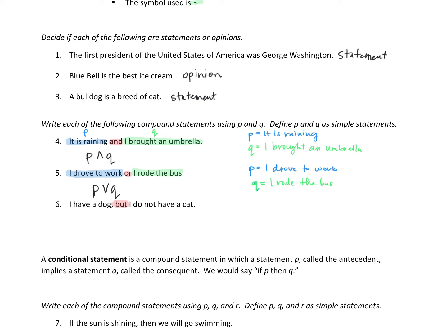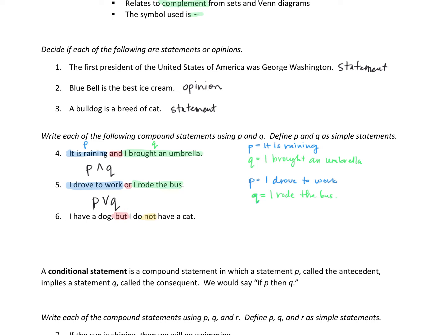Notice that we also have another one. It's not really a connector, but it's a negation. We have not. So when you're defining simple statements, you want to have the positive, not the not included. So P is going to be, I have a dog. Q is going to be, I do have a cat. So P is, I have a dog. Q is going to be, I have a cat.